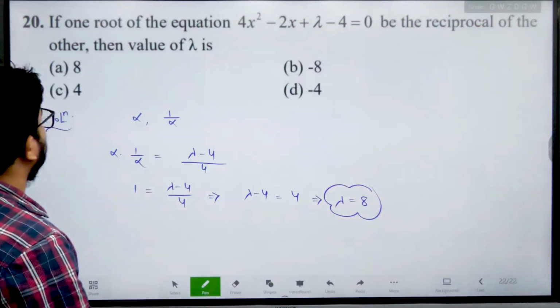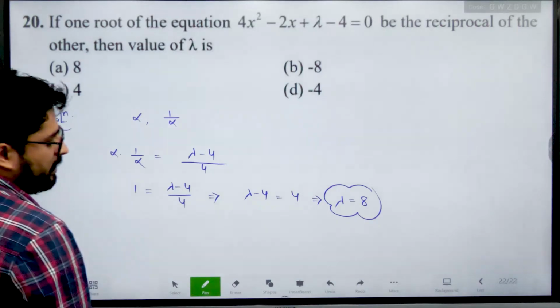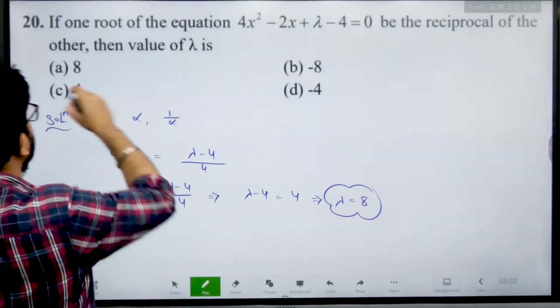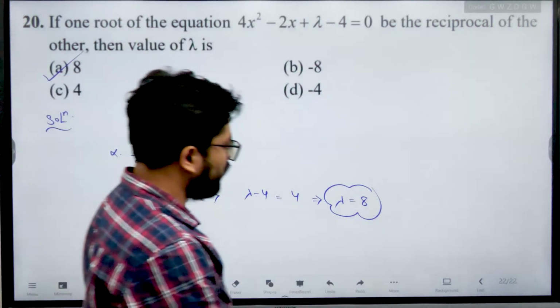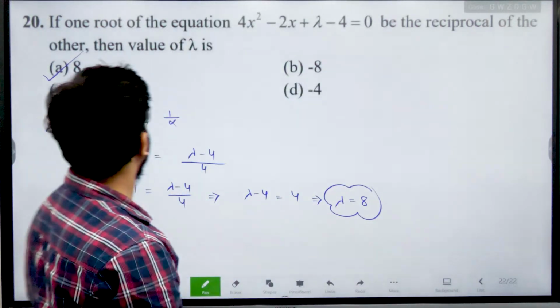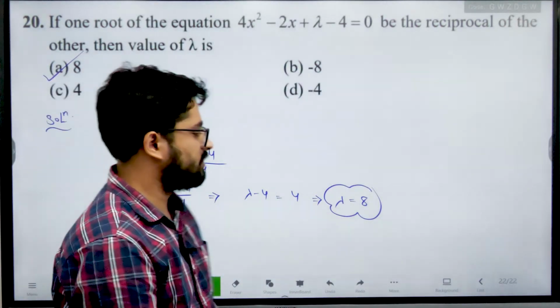Okay, lambda is equal to 8. So the final answer is A. Got it? So lambda is 8 and this is your final answer.